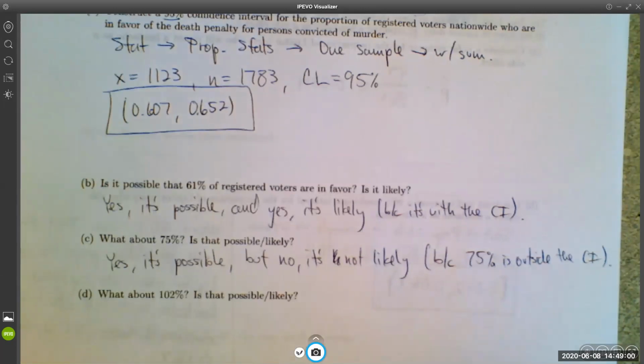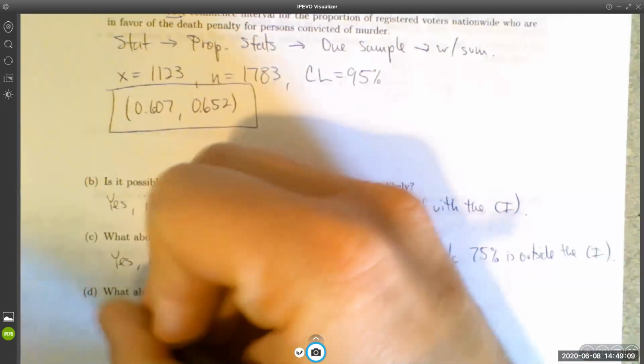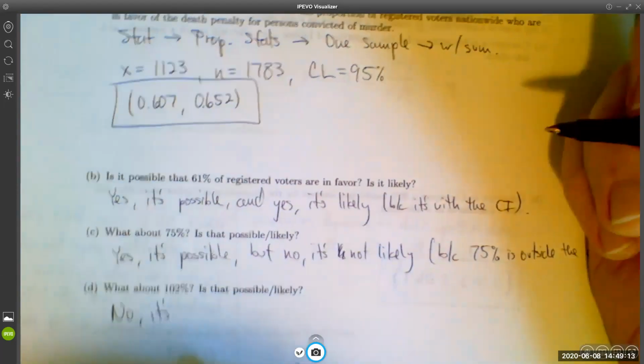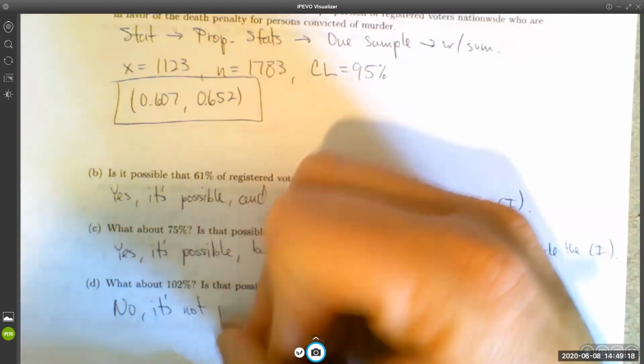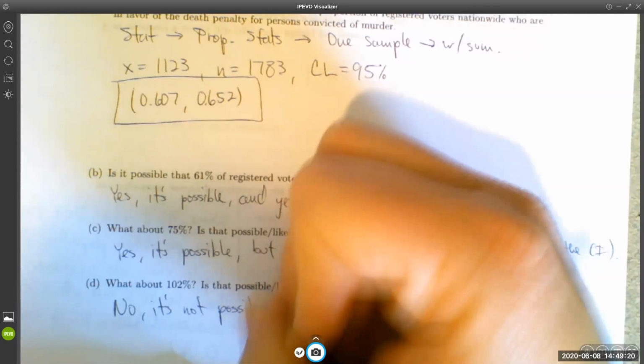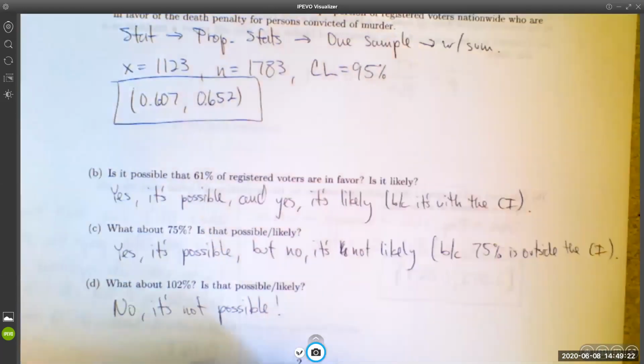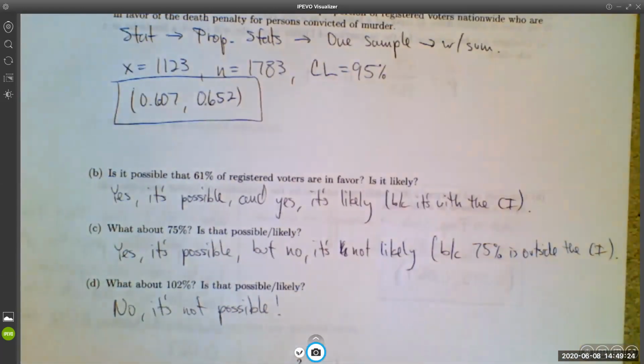Part D, what about 102%? Is that possible or likely? Well, no, it's not possible, right? And if it's not possible, then it's definitely not likely. It can't even happen. No, it's not possible. So of course it can't be likely because it's not even possible.